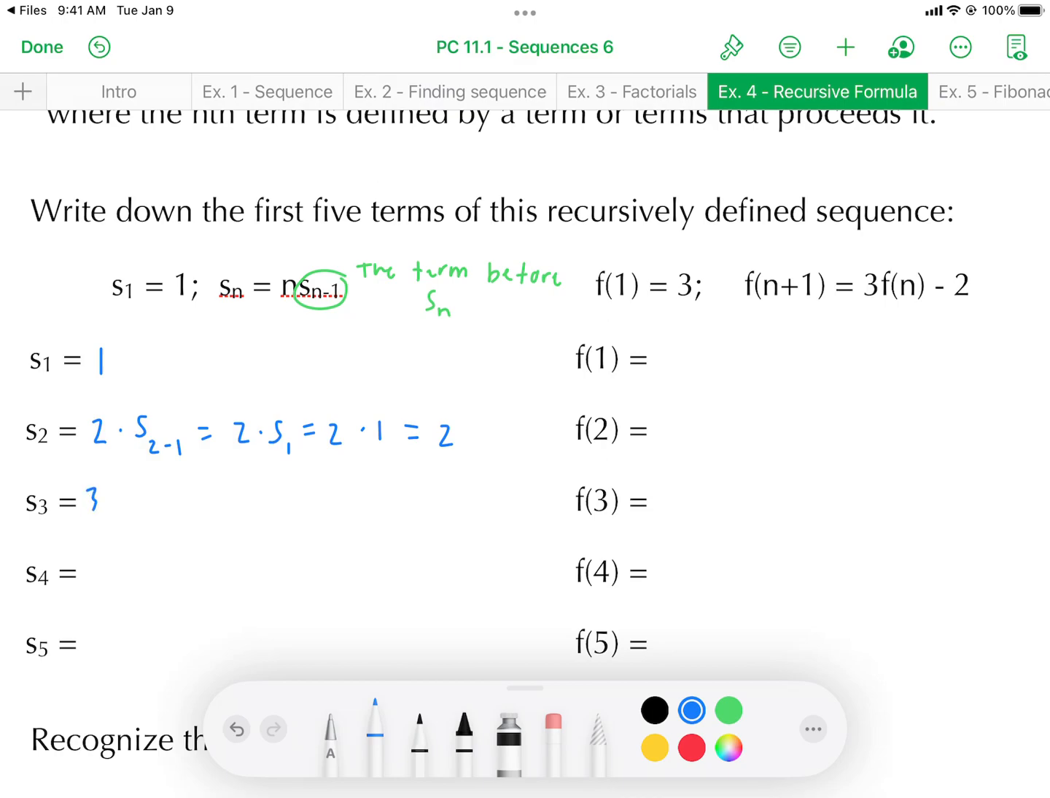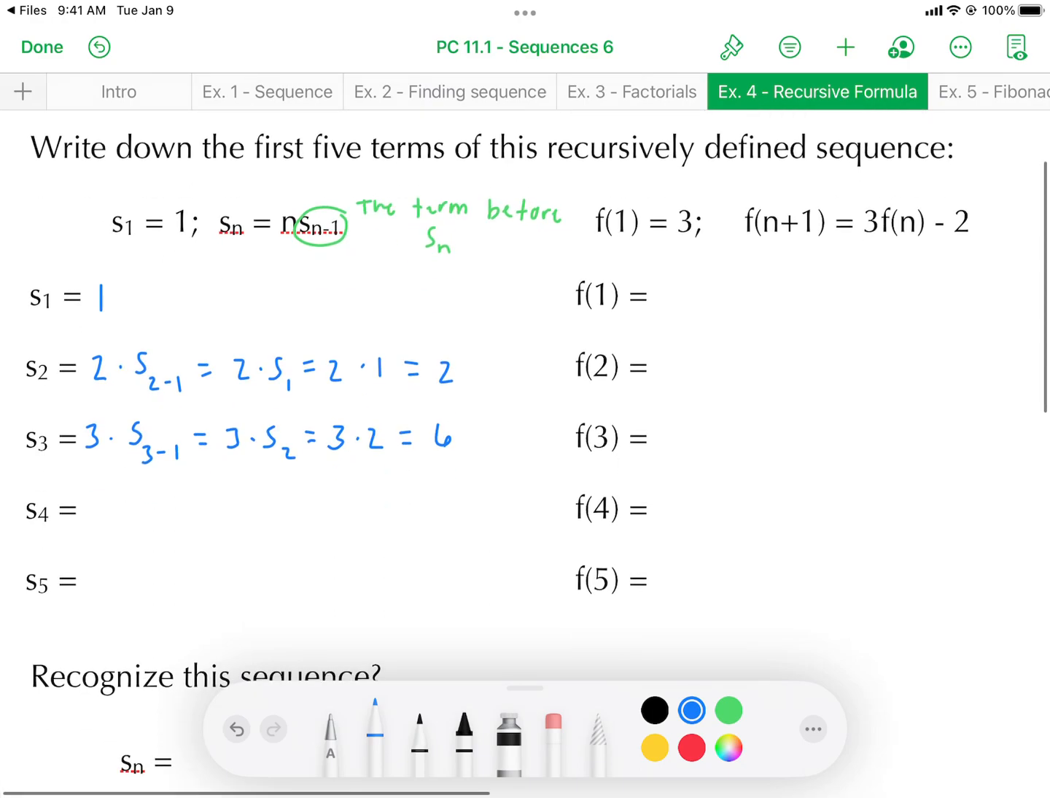S sub 3, n is 3, multiplied by S sub 3 minus 1, or that's 3 times S sub 2. And we just found S sub 2 to be 2. 3 times 2 is 6. All right, so see what we're doing here? We're simply taking the number n and multiplying it by the previous term of the sequence. S sub 4 would be 4 times S sub 4 minus 1, or 4 times S sub 3. That's 4 times 6, or 24.